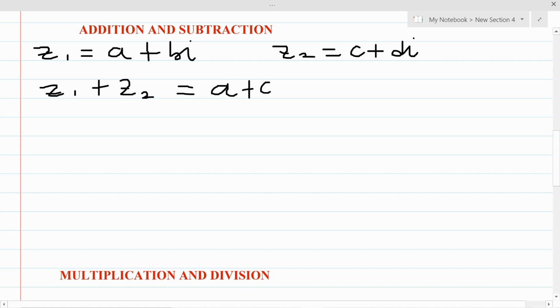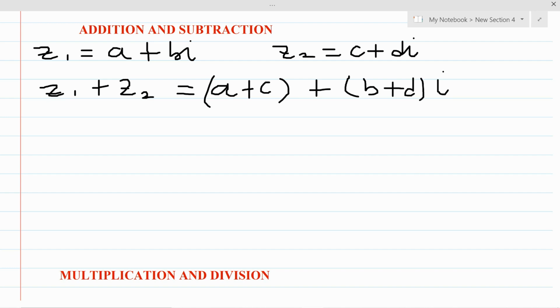Okay, then you put that in a bracket, you add them separately, then plus you add the imaginary aspects, b plus d. Since they are all being attached with i, you just write i like that. So in simple terms, it's like you are factorizing the i out. So it becomes b plus d, then all i. Let's give a real example and then you understand.